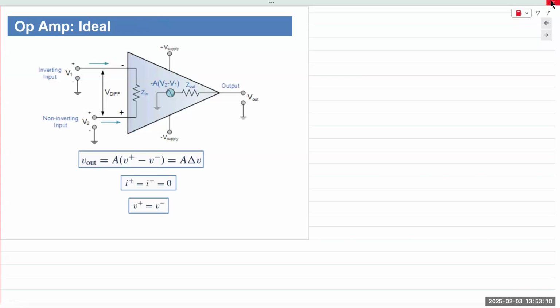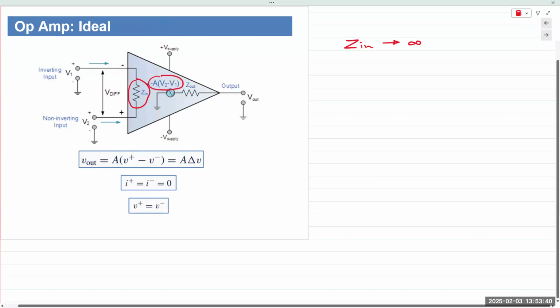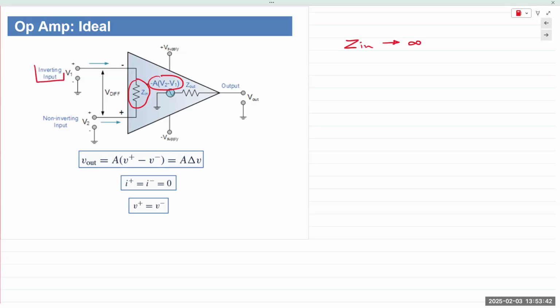And a couple of concepts that I want to go over before we end for today. So we can model the infinite input impedance as Z in between the input terminals. Z in tends to infinity. And the output, V out, equals minus A times (V2 minus V1). If you note, V1 represents the inverting input terminal, V2 represents the non-inverting.